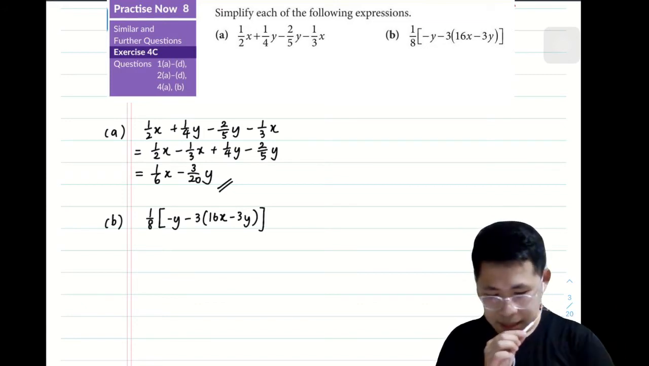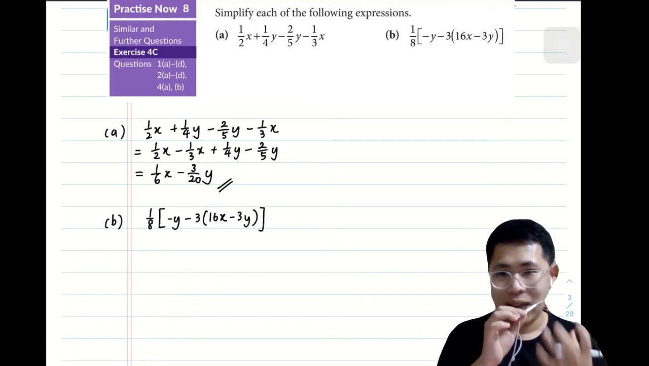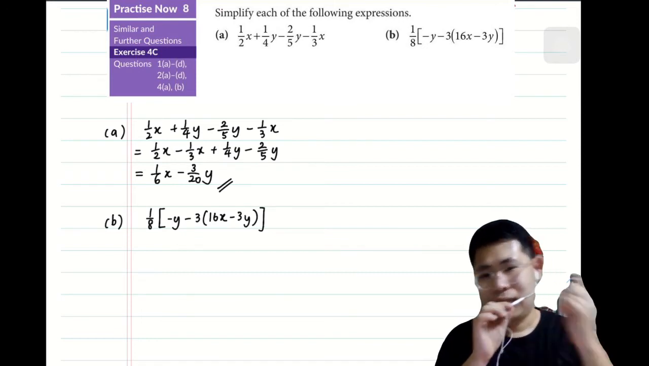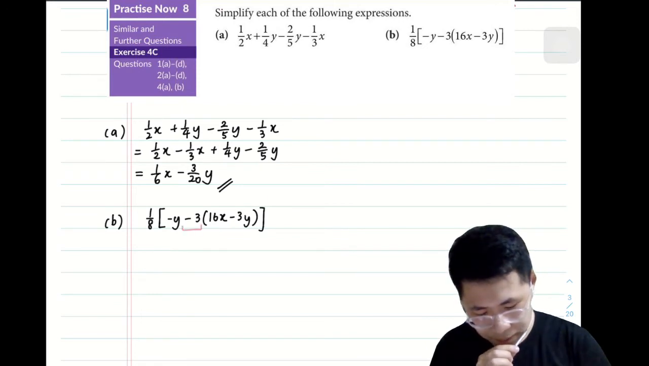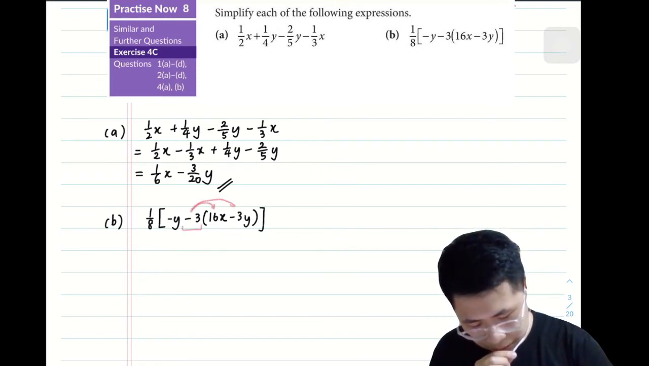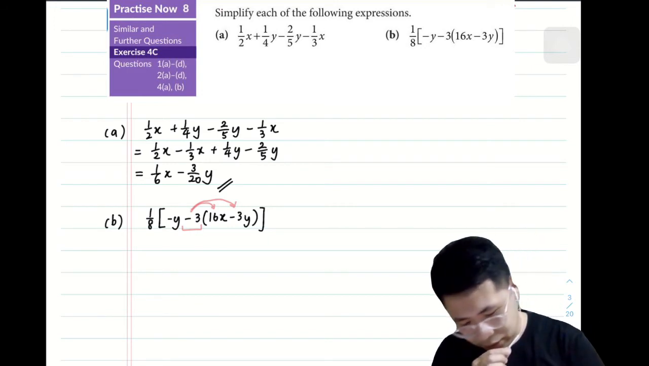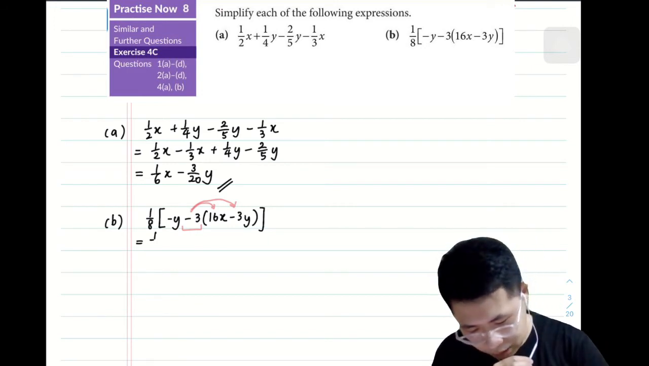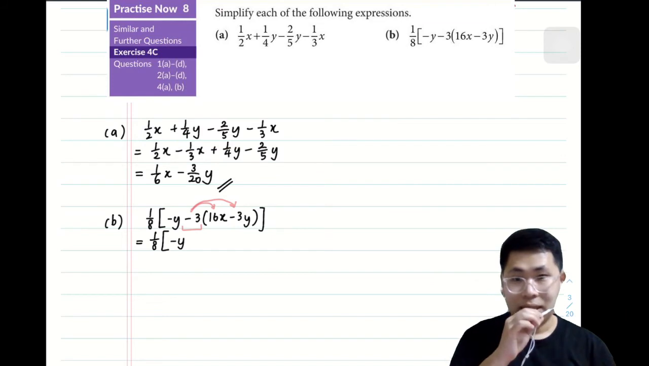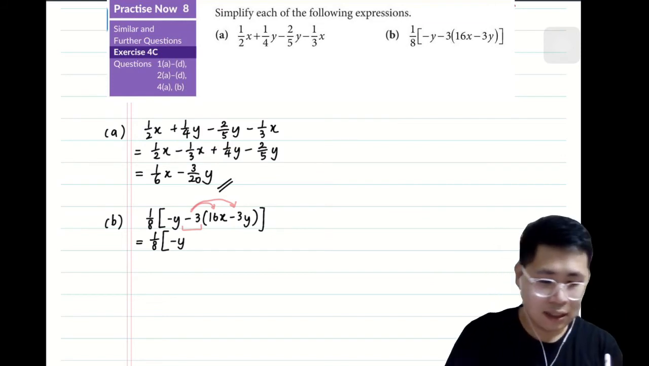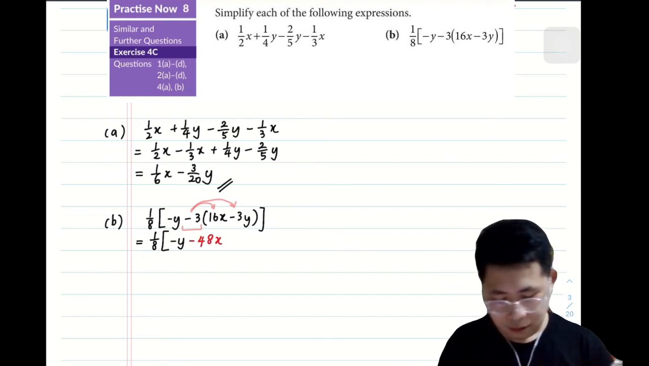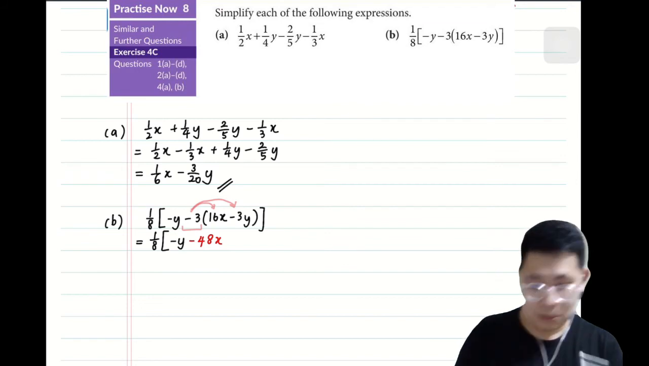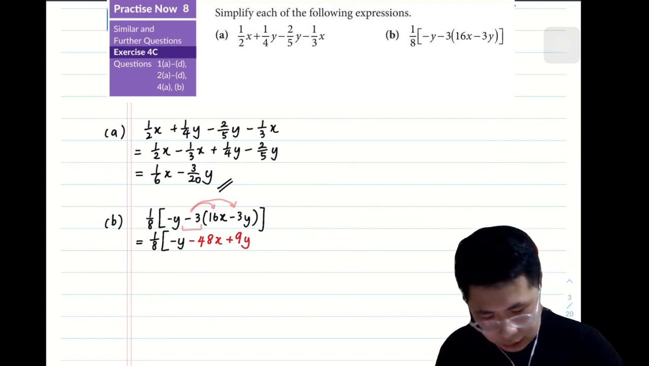Very easy. When we expand, where do we expand first? We go to the inner bracket, the bracket inside. So here we've got our negative 3, multiply this in, multiply this in. So what do we have? Everything else is the same, we just copy the rest: 1/8 times negative y. After you multiply it in, negative 3 times 16x, use your calculator, we've got minus 48x. Then negative 3 times negative 3y, you get a plus 9y over here.